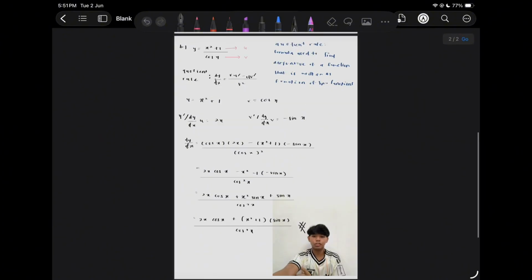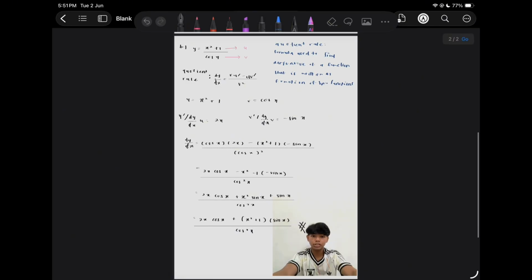Now we continue with question B. The function given is y equals (x squared plus 1) over cos x. Since this is a quotient, we use the quotient rule. What is the quotient rule formula? The quotient rule formula is dy over dx equals v u prime minus u v prime over v squared.